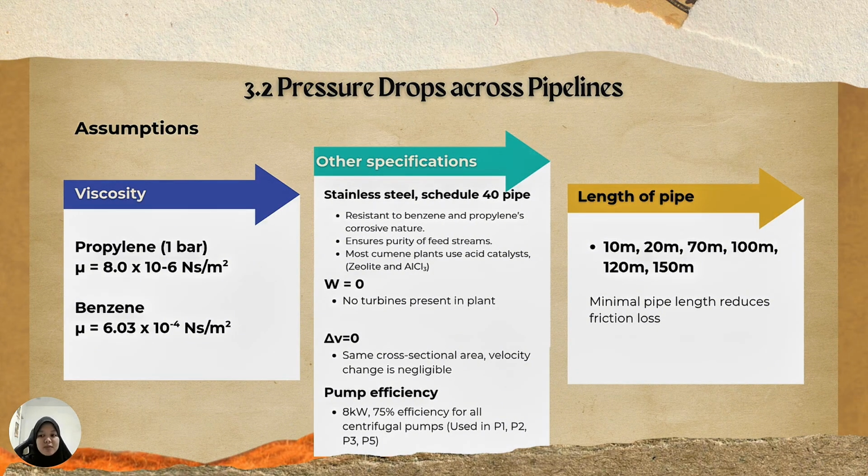Next, work and change in velocity is 0, and pump efficiency is taken as 8 kilowatts with 75% efficiency for all centrifugal pumps used in P1, P2, P3, and P5. Lastly, different lengths of pipes were also kept minimal to reduce friction loss.